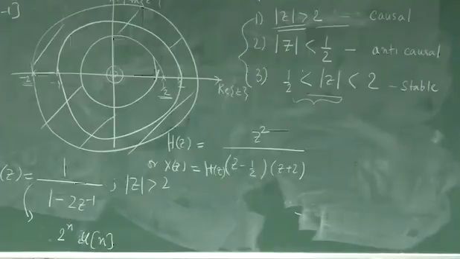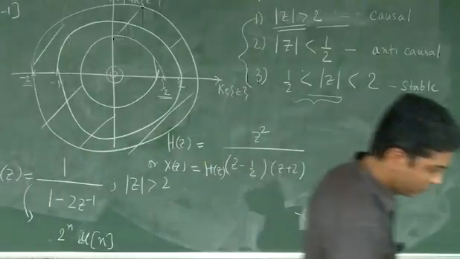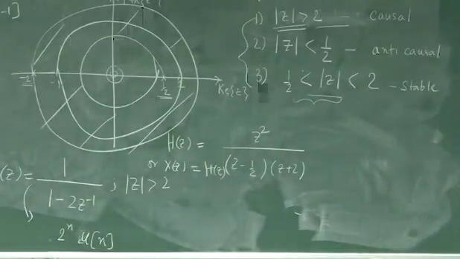Yes. If h of n is 0 for n less than 0, then the system is said to be causal. The input need not be 0 for n less than 0 for causality. No, I'm saying that if it satisfies this property, it has to be causal, if the ROC is going to be this.